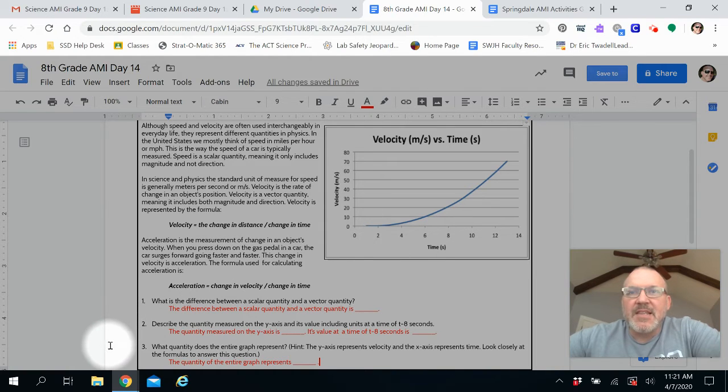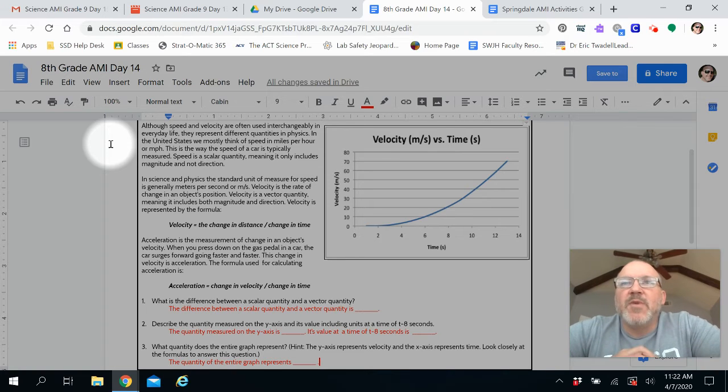And finally, the last question says, what quantity does the entire graph represent? And I've given a hint out here. The hint says the y-axis represents velocity and the x-axis represents time. Look closely at the formulas to answer this question. And so I think the formulas will help you answer that question. Let's go ahead and read the prompt and let's see what information we can pull out.